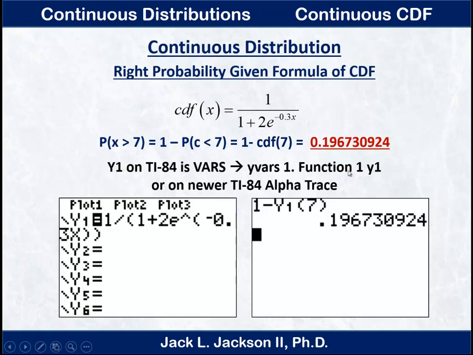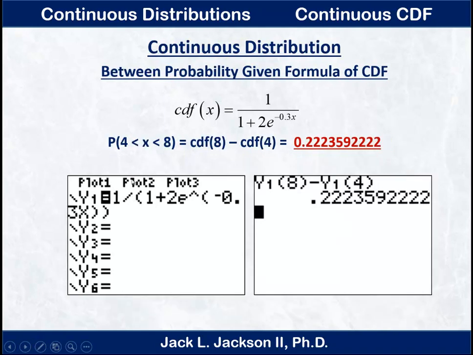Okay, let's see if you can do the next problem. The next problem is we want to find the probability that x is between 4 and 8. Well, how do we do that? Well, remember, the probability that x is between 4 and 8 is just CDF of 8 minus CDF of 4. CDF on the right end minus CDF on the left end. Well, that's just y1 of 8 minus y1 of 4. That's our same y1 in there. And of course, there's what we come up with. So a little over 22%.